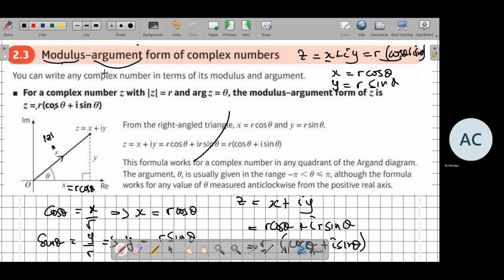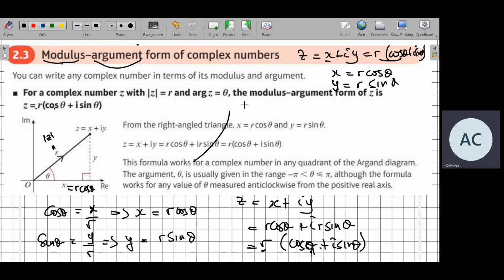You understand? So that's another form you need to get used to now. The modulus argument form. Two forms of writing a complex number. Actually, we've got three. I will introduce the third one, but not now, perhaps in year 13. So that's the other form, and this is where it's coming from. Not really to worry.